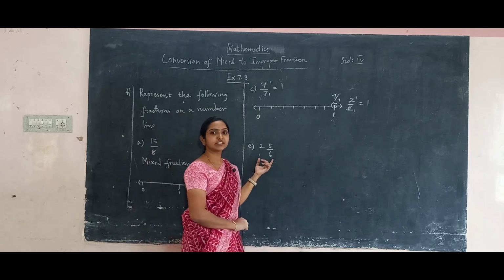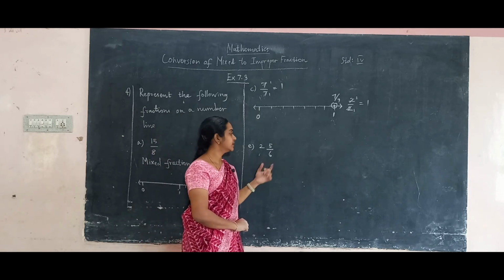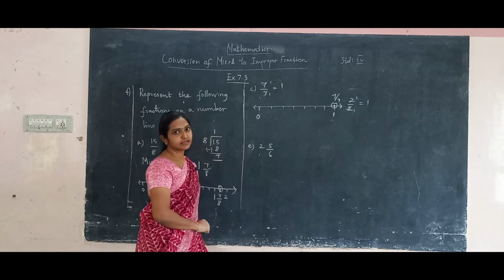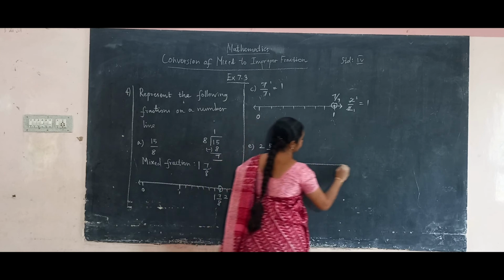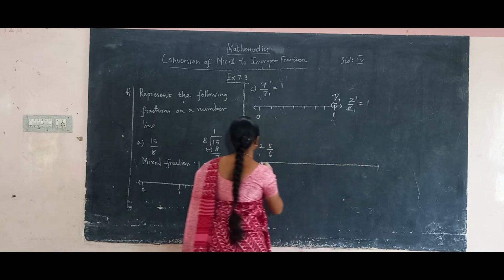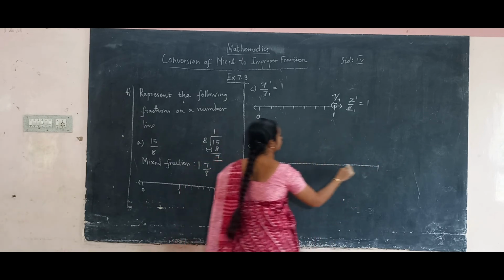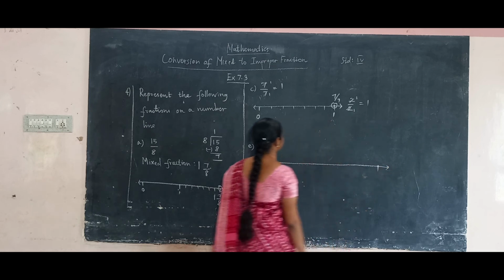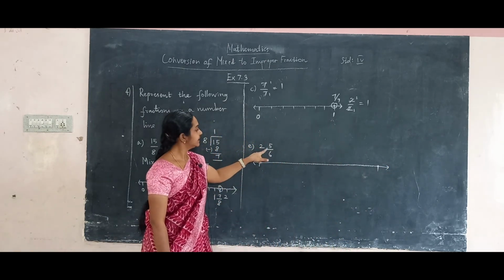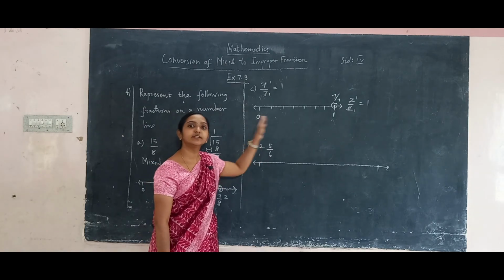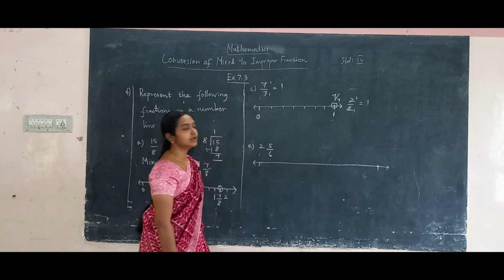Here the fraction given is a mixed fraction. So we can easily plot it on the number line. Look at the whole number here, it is 2. So after 2 we have to plot the fraction.